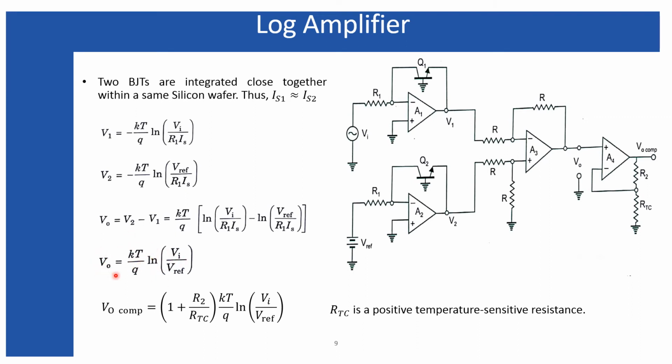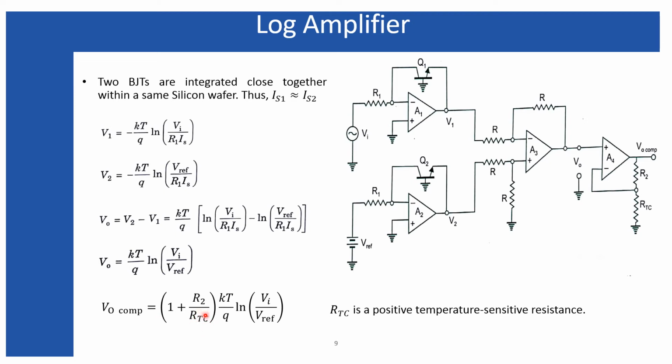Such a temperature-dependent expression can also be adjusted by doing this. So here this RTC is a positive temperature sensitive resistor, and the output from the difference amplifier is applied to the non-inverting terminal of the last stage, where the feedback is achieved using this temperature dependent resistance, the positive temperature sensitive resistance. So finally the final output can be written as shown over here.